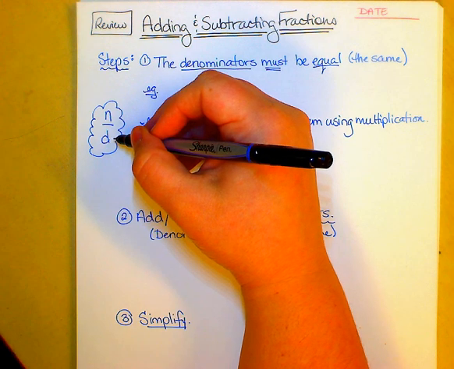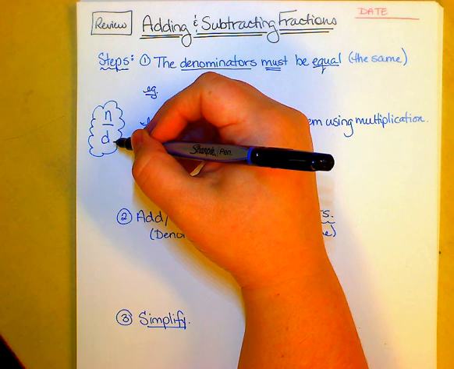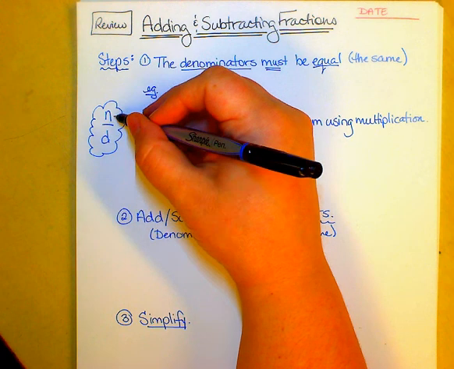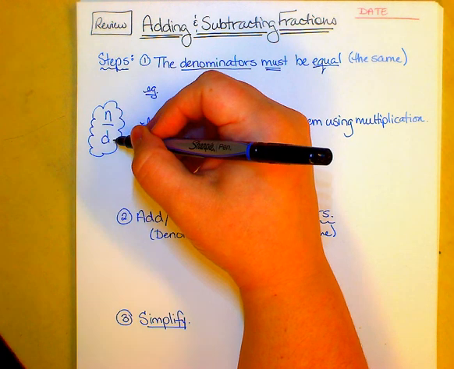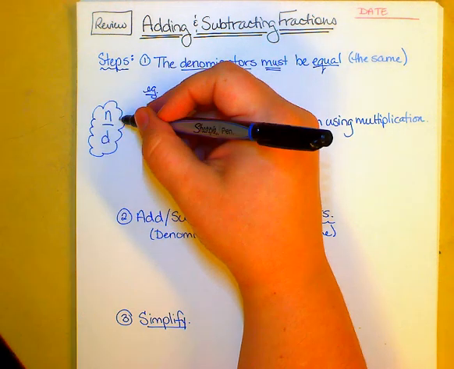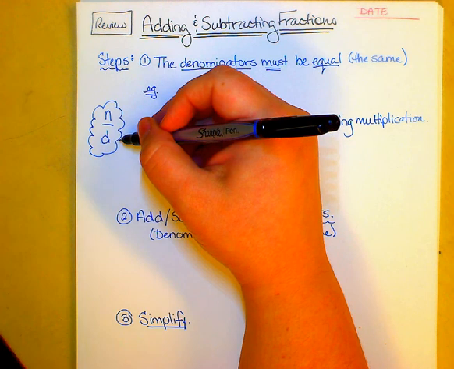Unless you are working with improper or mixed numbers, your fraction will always be less than 1. So unless you're working with an improper fraction where the numerator is greater than the denominator, or a mixed number where you have a whole number out in front beside the fraction, your fraction is actually less than 1. So it's only a part of one whole.